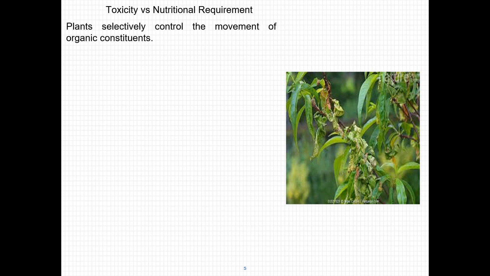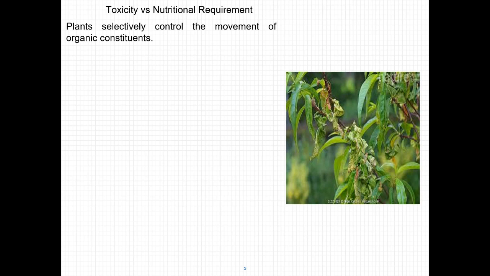So now we know the plants can take elements from the soil which are dissolved in the soil moisture, or even which are tightly bonded in the lattice structure. But what the plants do is selectively control the movement of certain constituents, right? Why do they do this? Because for plants, certain elements are very beneficial. They act as nutrition for the plant.